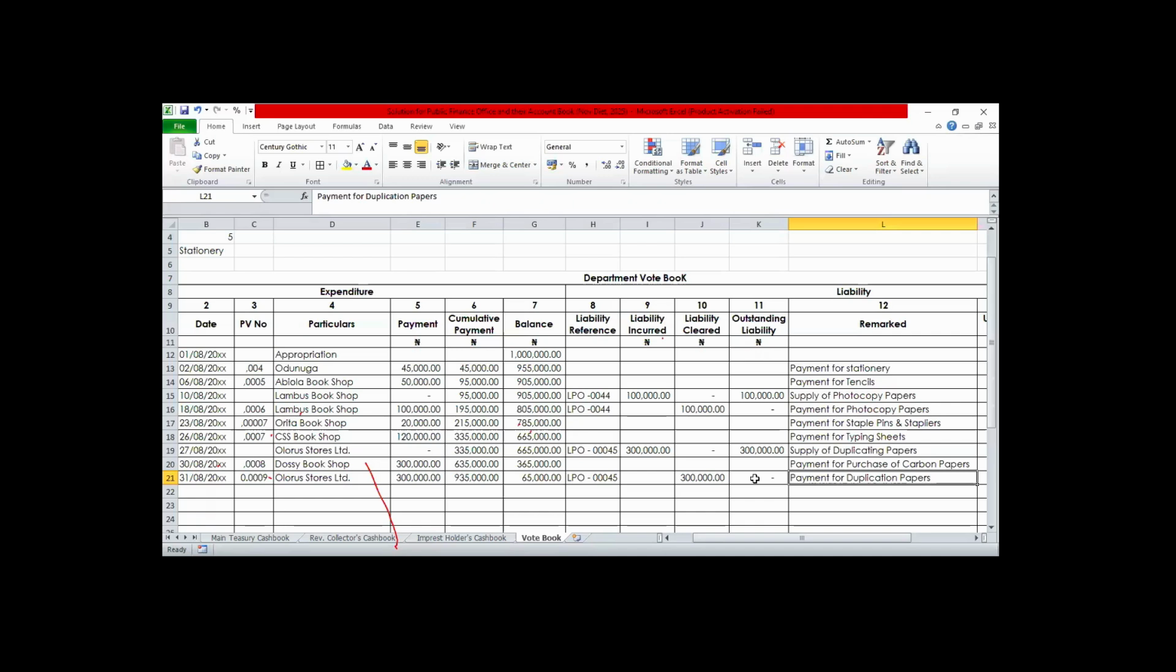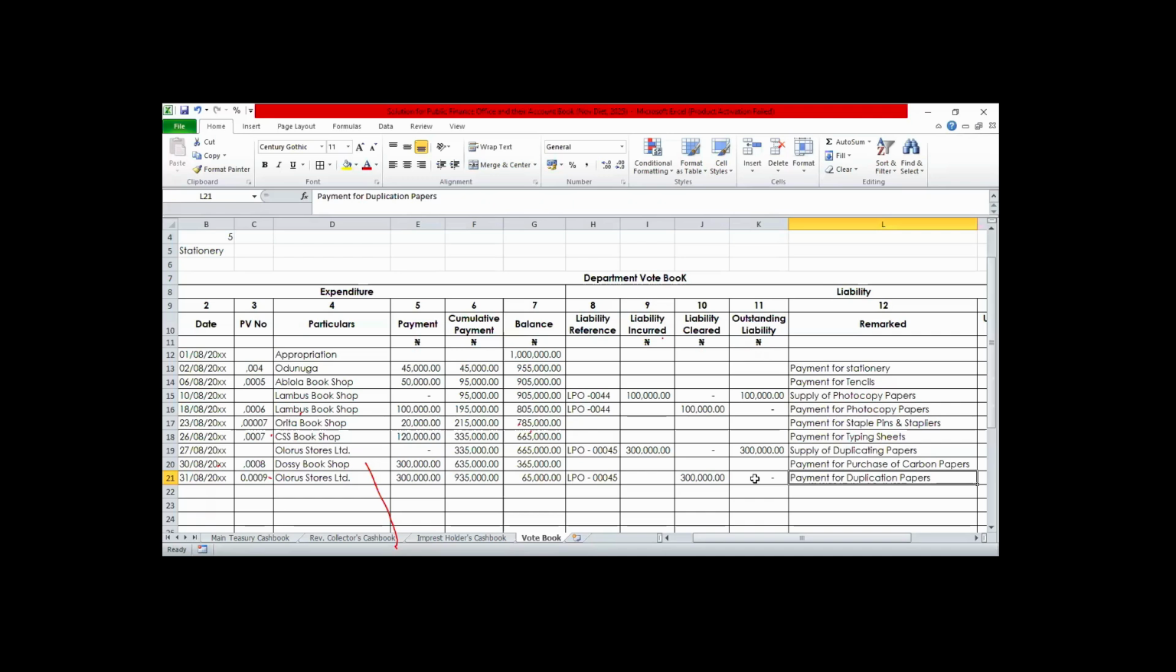Simply, warrant is one of the documents for controlling public expenditure. The next one is preparation of the annual budget. Annual budget is meant to be prepared before any money can be spent on any item in the public sector. No money should come out without the budget approval.